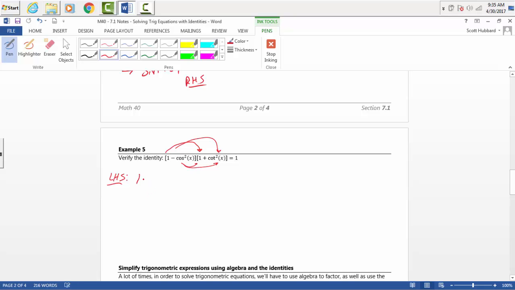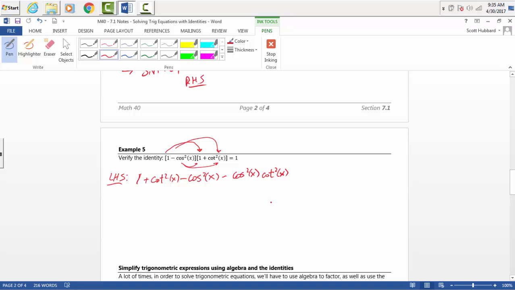So we get 1 plus cotangent squared x minus cosine squared x minus cosine squared x times cotangent squared x. Okay?